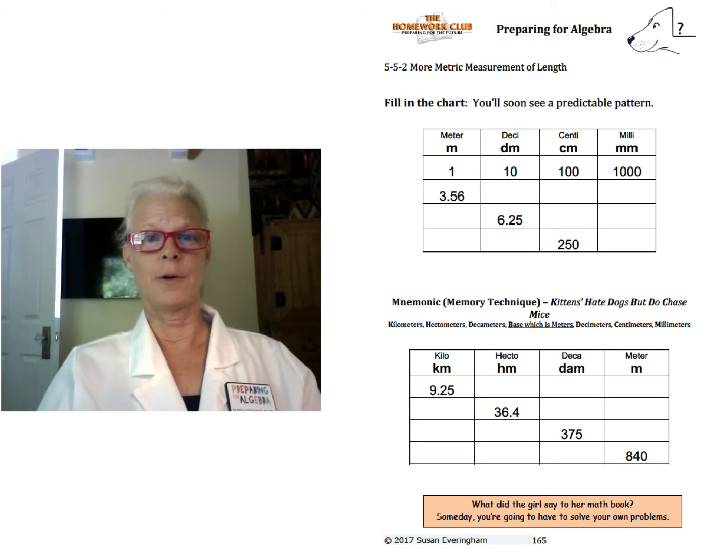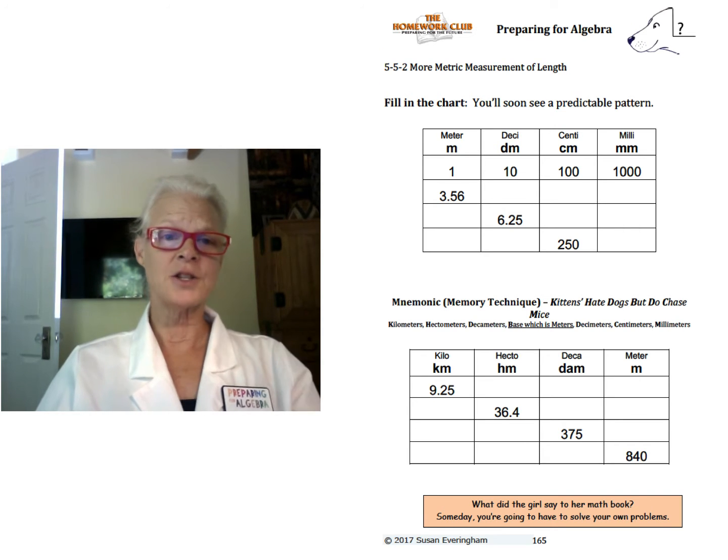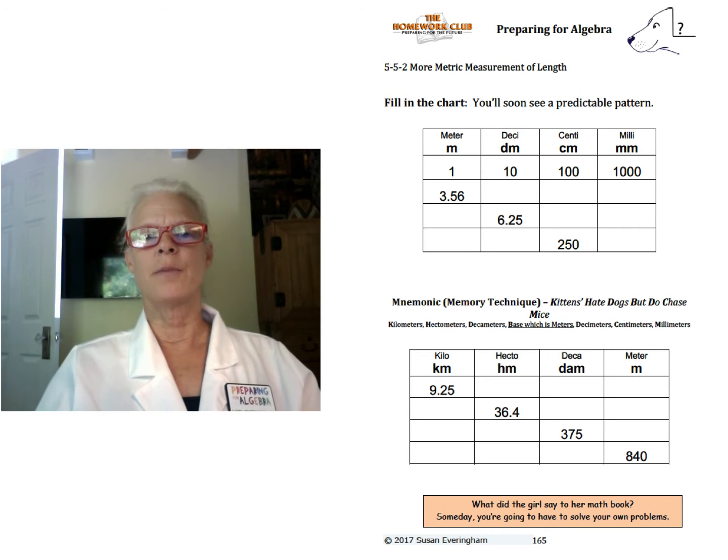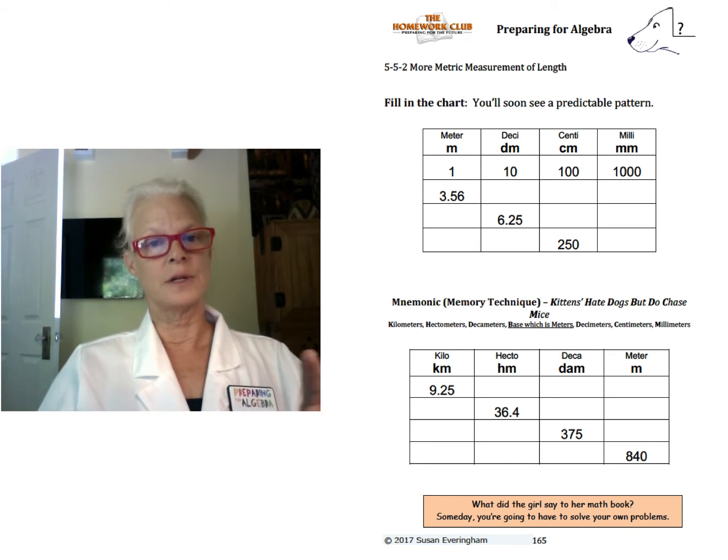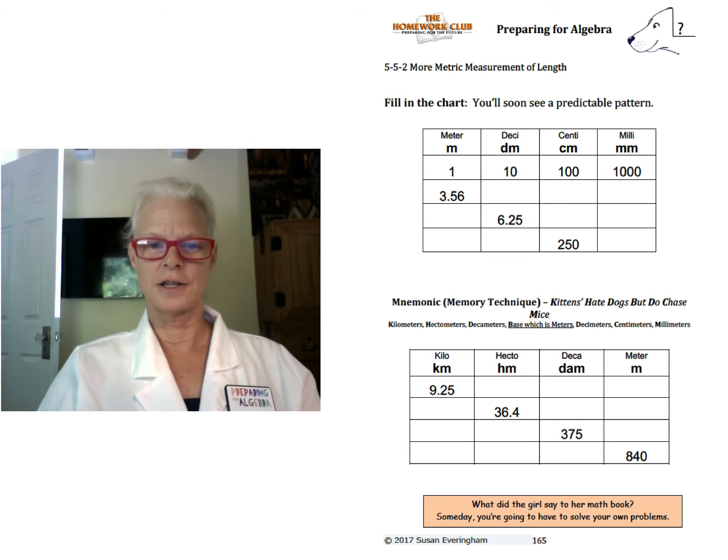Is to fill in the metric tables. As you can see, the charts here are meters, decimeters, centimeters, and millimeters in this order. So 1 meter equals 10 decimeters, 100 centimeters, and 1,000 millimeters. So go ahead and fill out the rest of the chart here.